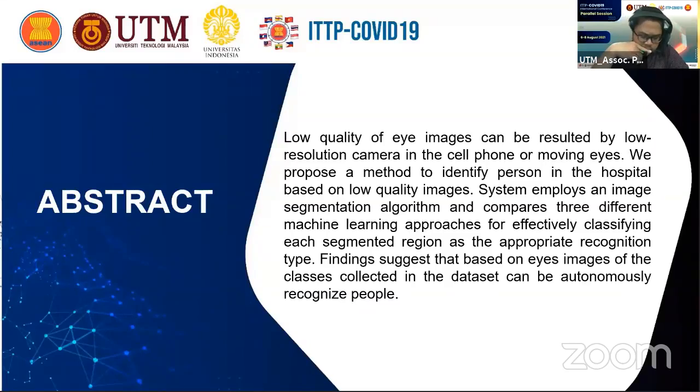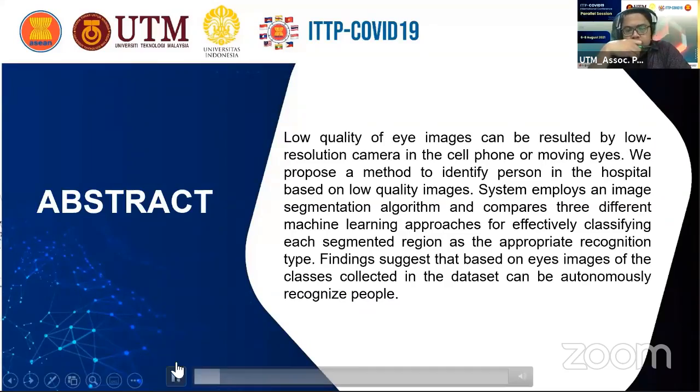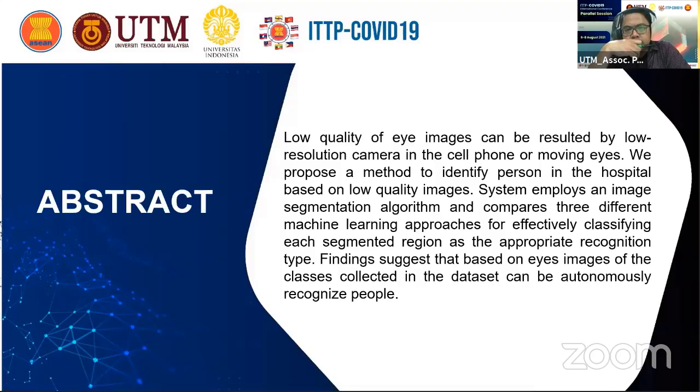We propose a method to identify people in the hospital based on low quality images. The system employs an image segmentation algorithm and compares three different machine learning approaches for effectively classifying each segmented region as the appropriate recognition types. Findings suggest that, based on eye images of the classes collected in the dataset, people can be autonomously recognized.